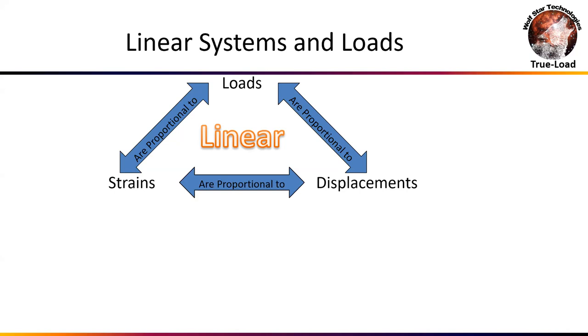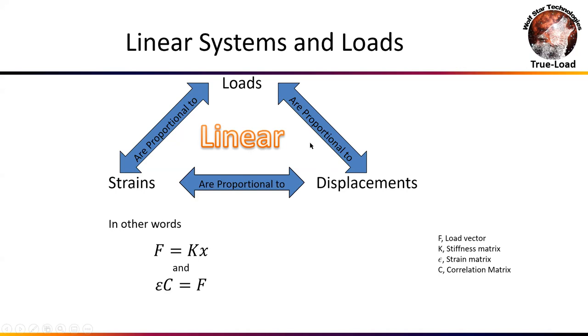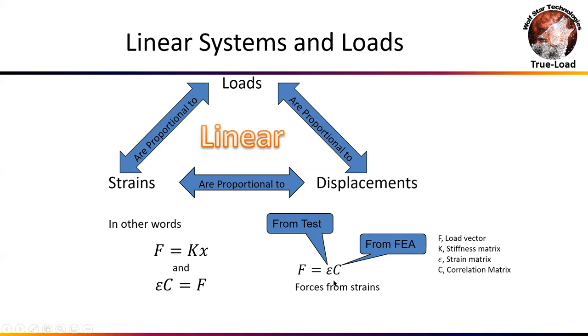So we can take this little diagram here and turn it into a couple of equations. The right-hand side is F equals KX, that's Hooke's law. If your structure is obeying Hooke's law, then the left-hand side of the triangle has to be satisfied as well, which is strain times correlation matrix equals load. We're going to use this equation to generate loads on the structure as strains from test times a correlation matrix from FEA. This is the equation that TrueLoad uses to do the load calculations.